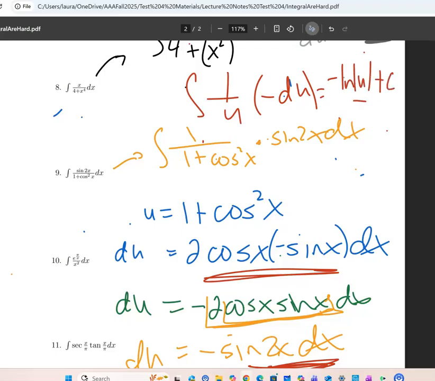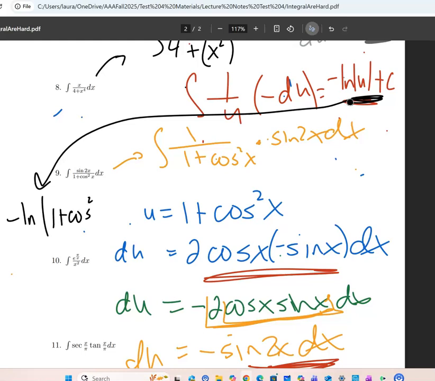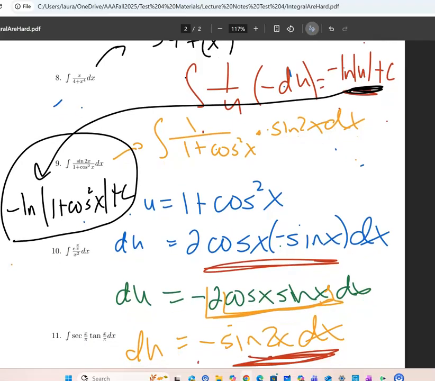And then I put the x's back in, right? So I'm going to bring it all the way over here. So I get negative ln of the quantity 1 plus cosine squared of x plus c. So that's the answer for number 9. Wow.